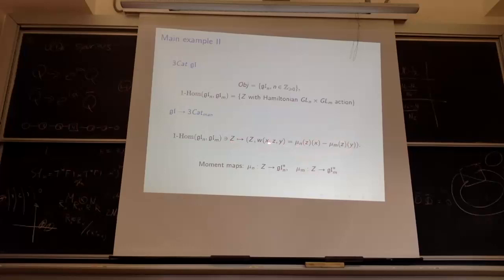And here's the potential. You have two moment maps. You have a moment map with respect to the GLN action, and you have a moment map with respect to the GLM action. Oh, it's terrible. I should never say N and M because they sound the same; it should be GLN and GLK. So there are two moment maps, and you just pair them up with X in GLN and Y in GLM, and you get a potential.